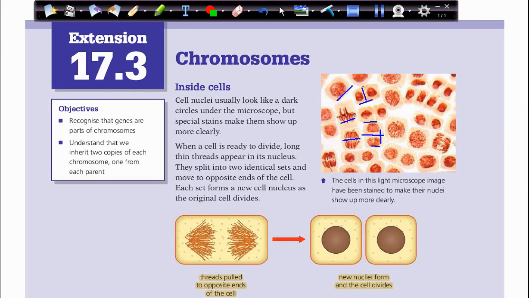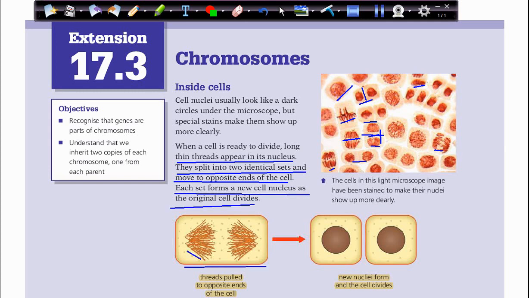So here we have now two cells with the same genes. Here these thin threads appear in its nucleus. They split into two identical sets and move to opposite ends of the cell, like this here and here. Each set forms a new cell nucleus as the original cell divides. So this is the original cell. Here these threads start to pull opposite to each other, and then they form two cells. It divided to be two new cells.